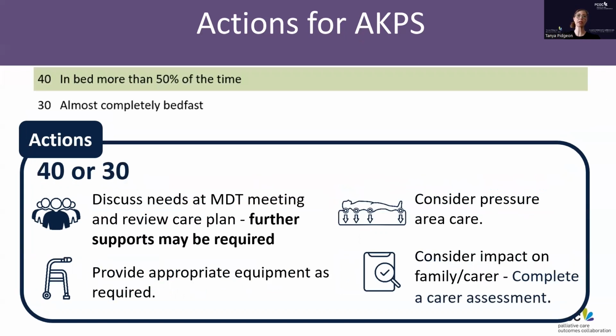A score of 40 on the Karnofsky means a patient is bedfast or otherwise sedentary in a chair or lounger, for example, and this is more than half of the time. These patients are at greater risk of pressure area wounds and falls. Here you can consider a multidisciplinary team discussion and review of the care plan to anticipate the patients and their carers' needs and resourcing.